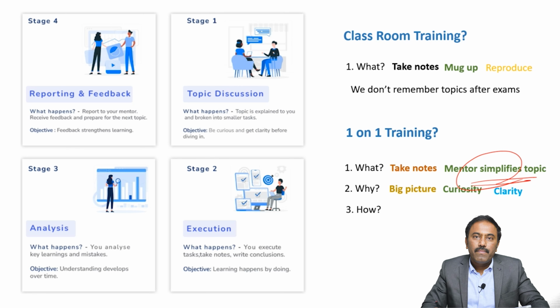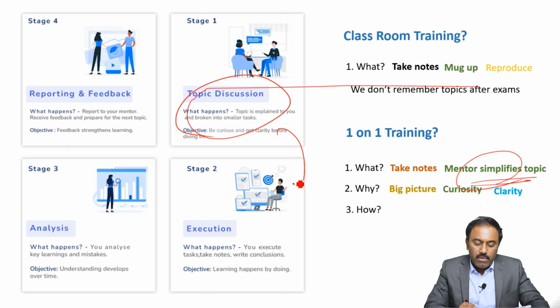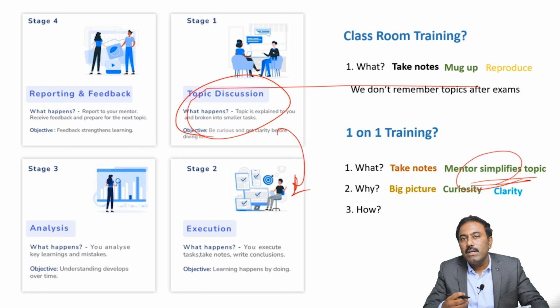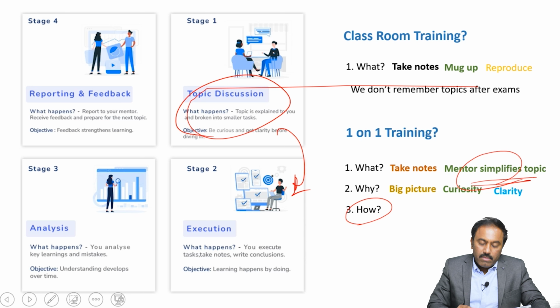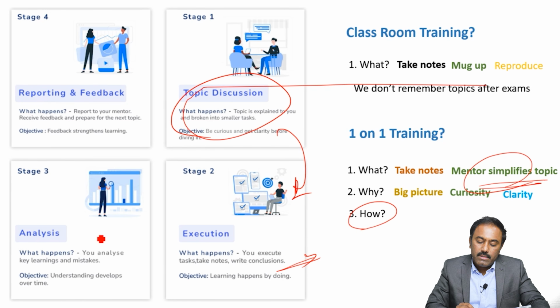Next, come to how, right? Let's say now we discuss the topic, okay? Now we discuss the topic and now it goes to execution. How can I implement the topic which I have learned theoretically, right? So that's when how starts, okay? So execution, right? So you execute the tasks, okay, and write conclusions. That is very, very important.